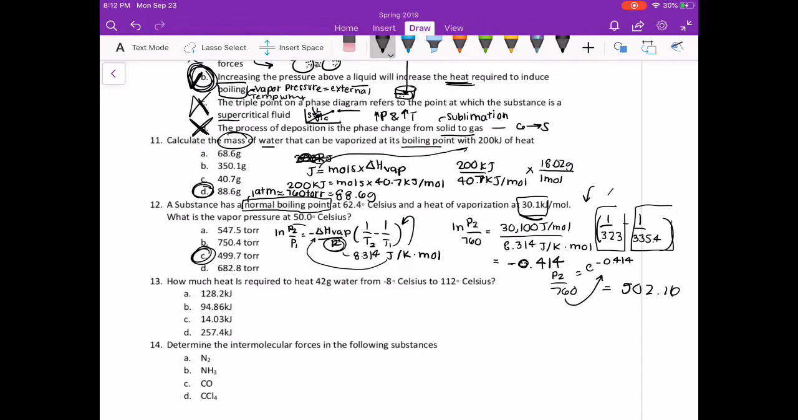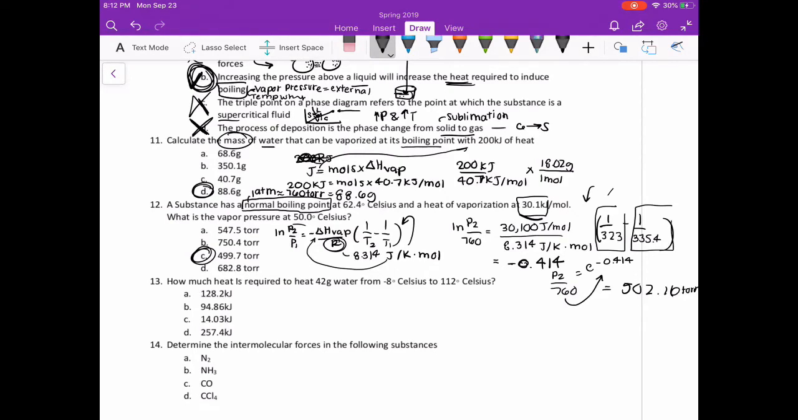I did this in the spring, so I'm sure at some point I did get 499.7 torr, but just know that 502 is also correct. So 13: how much heat is required to heat 42 grams of water from -8 degrees Celsius to 102 degrees Celsius.